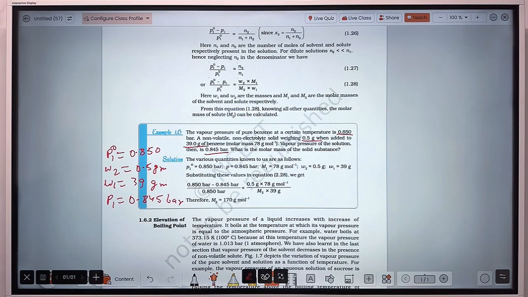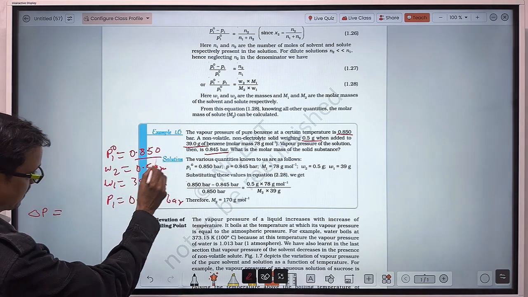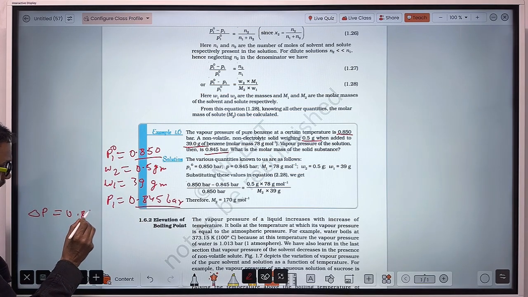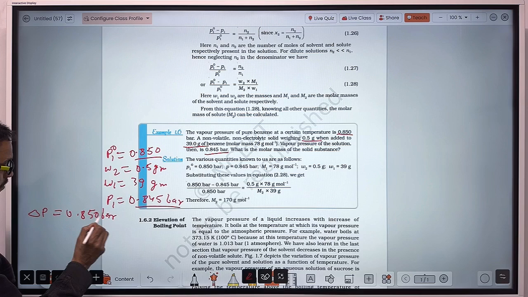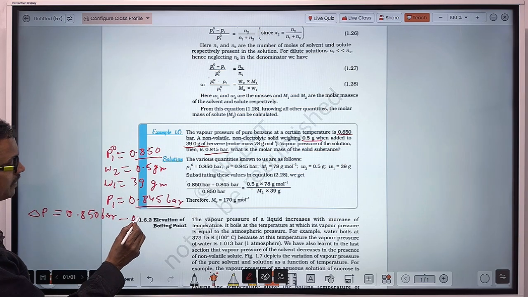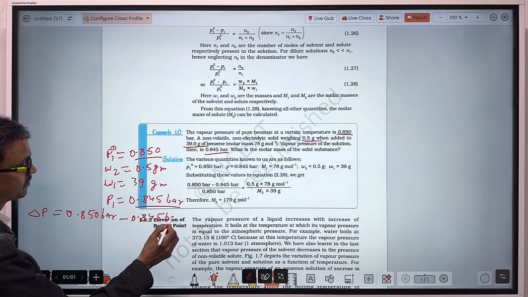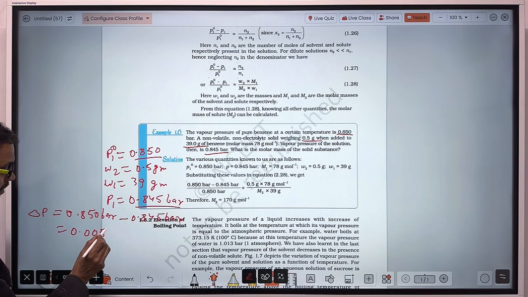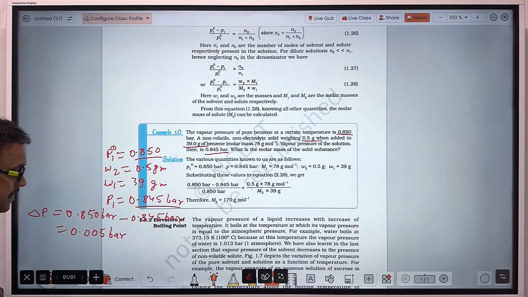So P degree 1 is given, P1 is given. So the change in vapor pressure will be how much? P degree 1 is that much and P1 is this much. So 0.850 bar minus 0.845 bar, that will be equal to 0.005 bar. The change in vapor pressure will be that much.